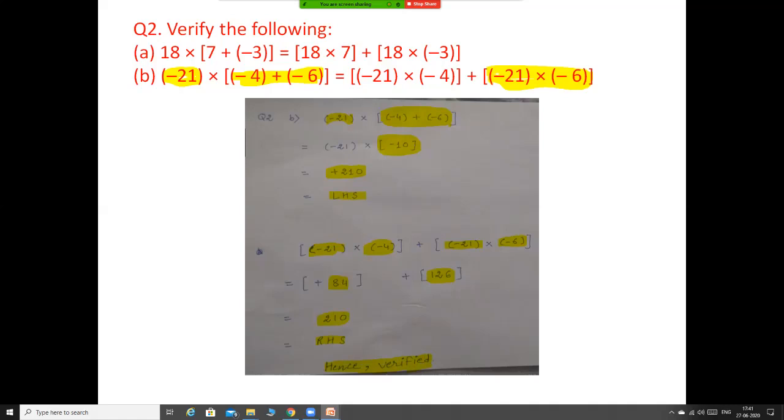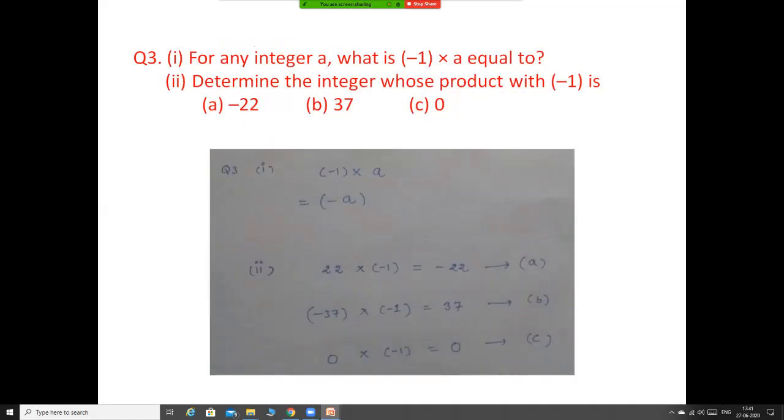Okay, our next question, question number 3. Part number 1: for any integer a, suppose a is any integer, what is minus 1 into a equal to?